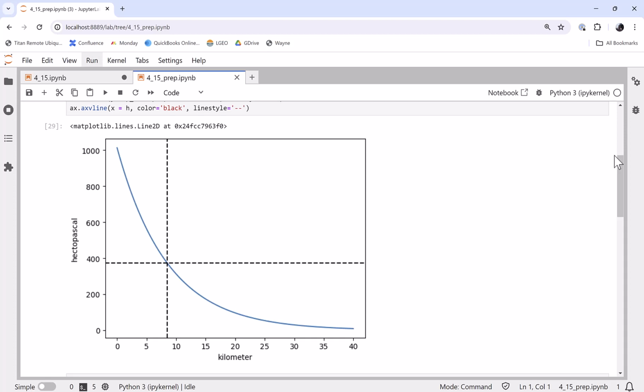This week, we're going to look at a way that you could use MetPy in the classroom to help your students understand the concept of scale height.